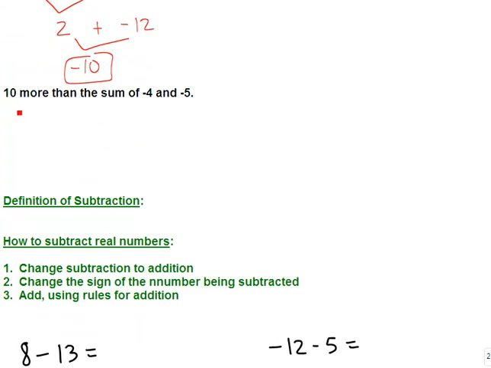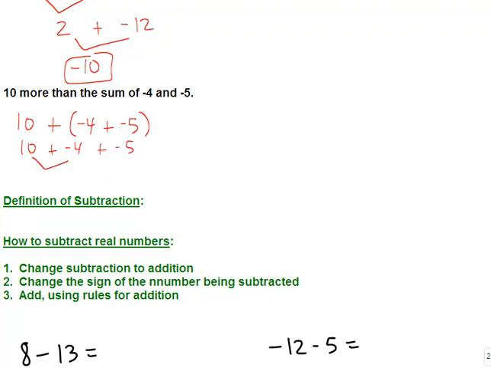The next example, it says 10 more than the sum of -4 and -5. So more than means added to. So we want 10 added to this sum. So right away we're going to have 10 added to, or 10 more than, some stuff, some sum. And this sum is -4 plus -5. If you really wanted to have parentheses around that sum, you could. Because this is all addition between these three numbers, those parentheses really aren't necessary. So this is really just 10 plus -4 plus -5.